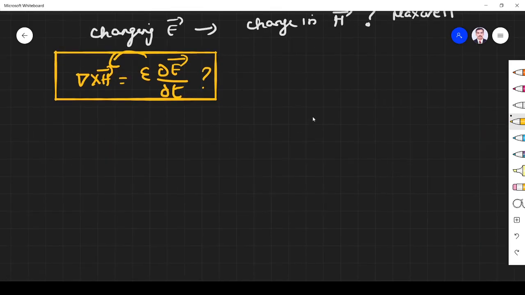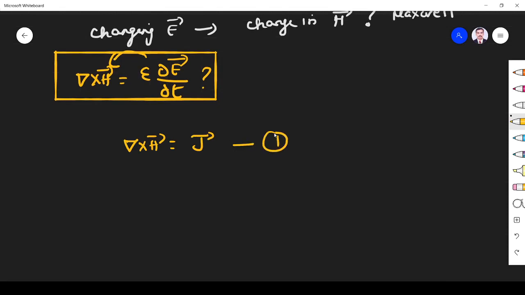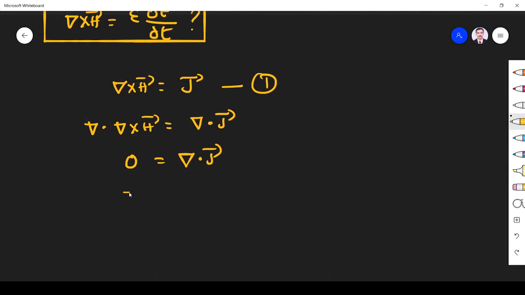Okay. So what is Ampere circuital law? Del cross H is equal to J. Let us assume this is equation number 1. So let us take the divergence of this on both sides: del dot del cross H is equal to del dot J. So what is that? It is the divergence of curl of H. Divergence of curl is 0. So it implies del dot J is equal to 0.